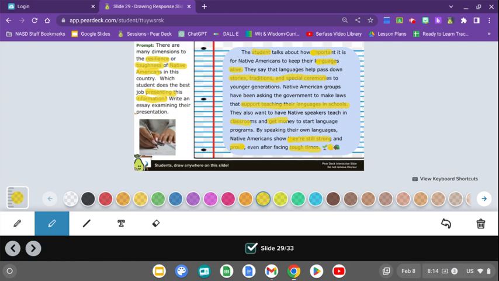Please take a moment to make your screen look just like mine, to make your slide 29 look just like my slide 29. Please do so now.